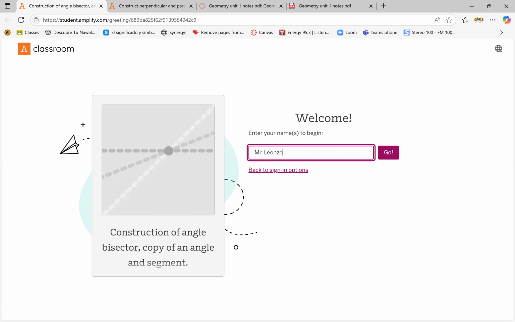I'm going to type in my name. You guys, please use your whole name. I may have people with the same first name. I may have people with the same last name. So please use first and last. Type in your whole name, and then I'm going to press go.